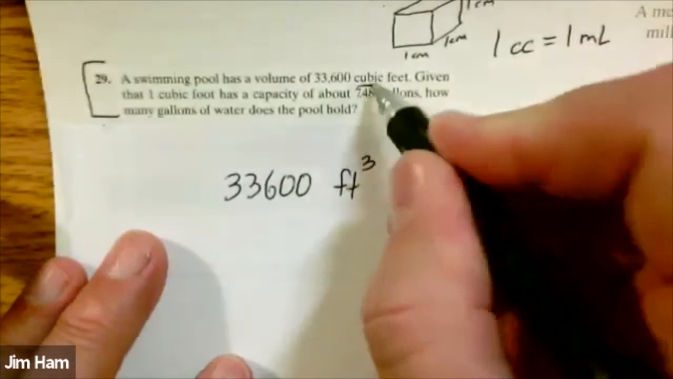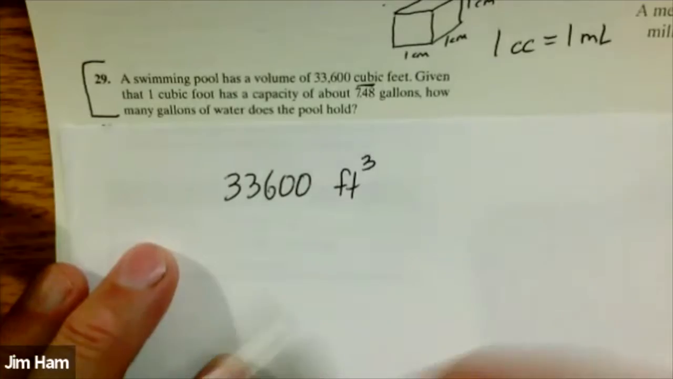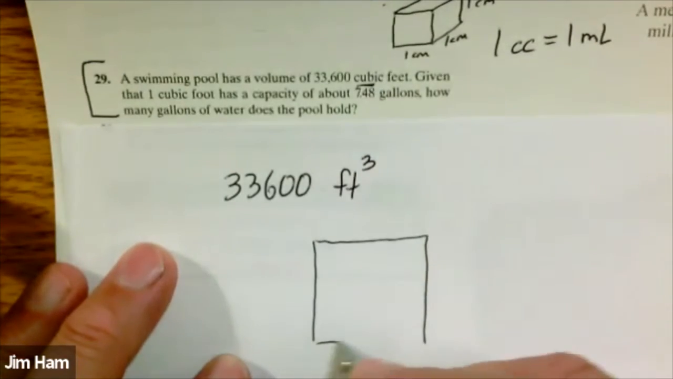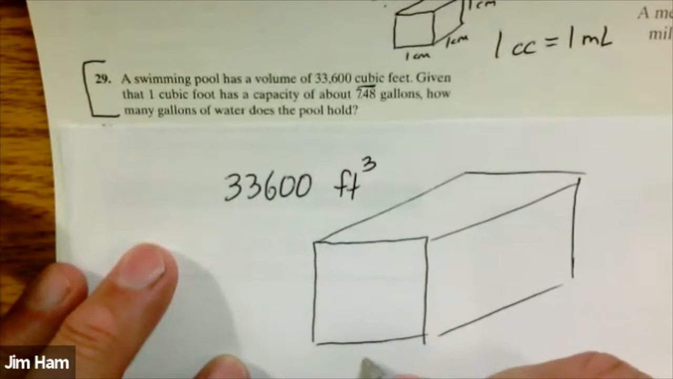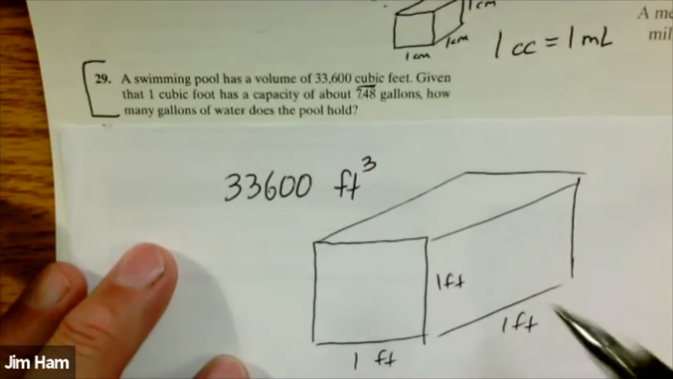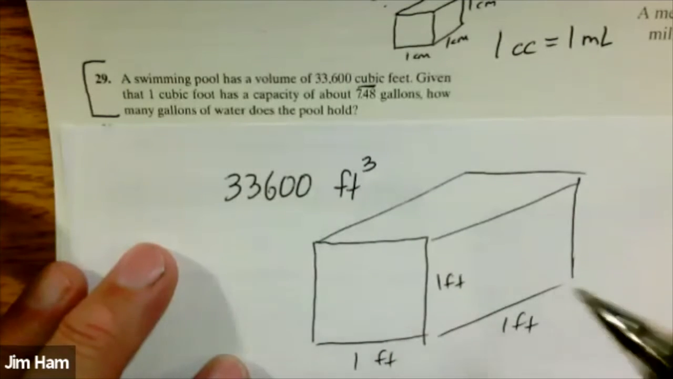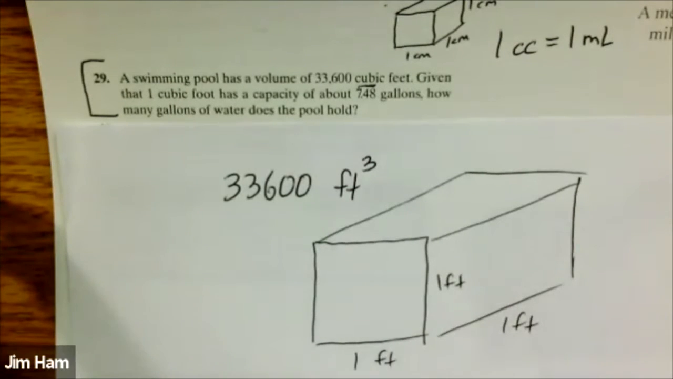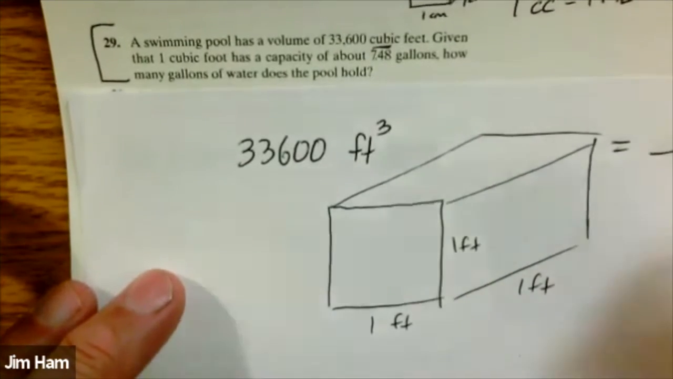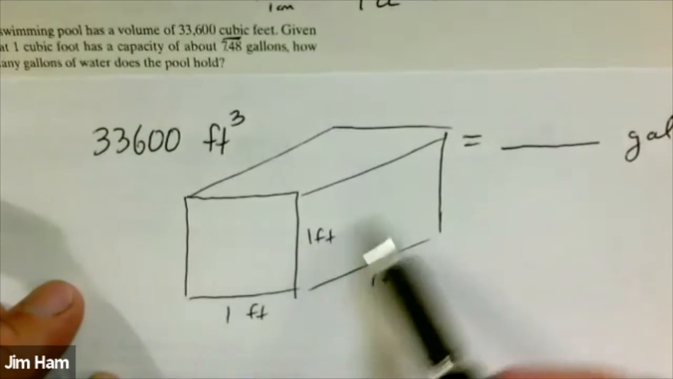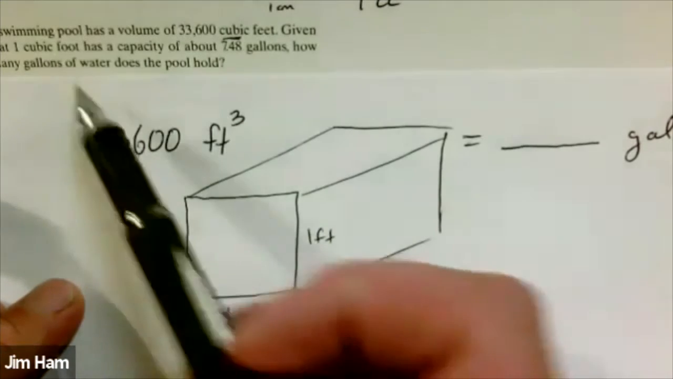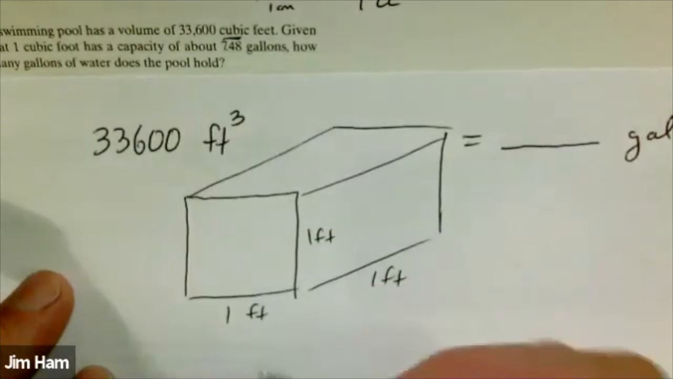Now cubic is the third power. So when it says cubic feet, just imagine something that's 1 foot by 1 foot by 1 foot. It doesn't quite look that way in my picture, but there are 33,600 of those that you can fit in a pool. And the problem is to convert that to the number of gallons of water. So if you filled this box up with water, it would take a couple of gallons, and it tells you 7 gallons in a cubic foot.